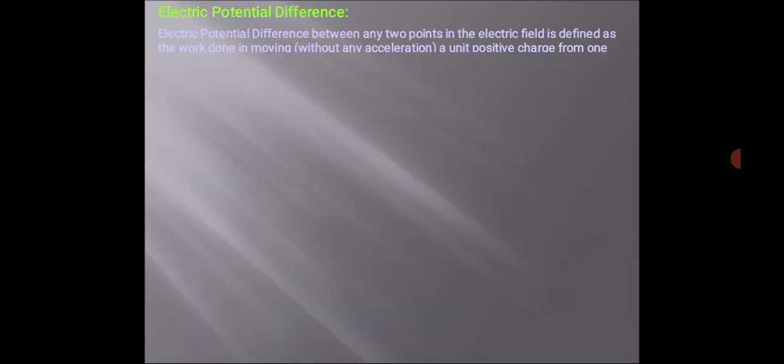Electric potential difference. Electric potential difference between any two points in the electric field is defined as the work done in moving without any acceleration a unit positive charge from one point to another against the electrostatic force, irrespective of the path followed. It means in electrostatic potential we move the charge from infinity to a given point, but in potential difference we move the charge from one point to another point. But remember, the charge must not be accelerated. It should provide a constant uniform motion, or the charge must be moving with constant velocity.